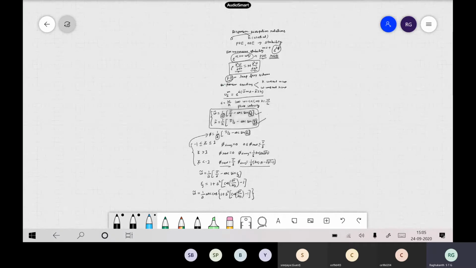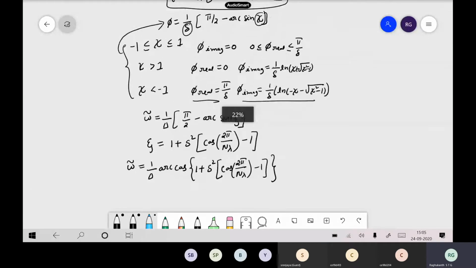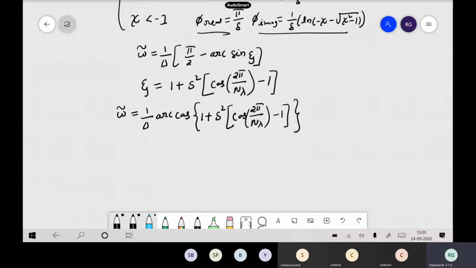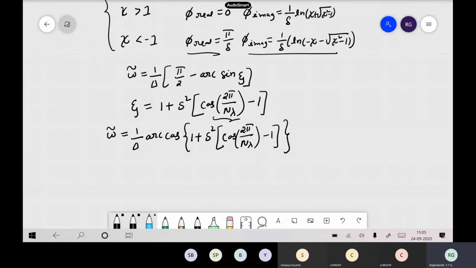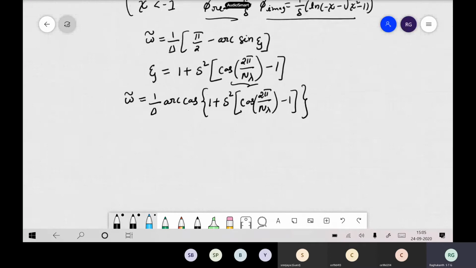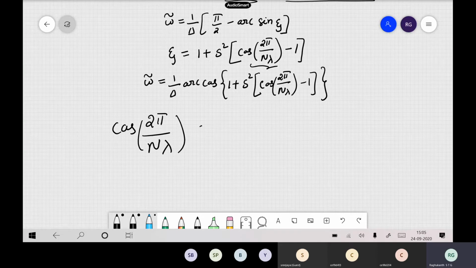Now what we will do is examine what happens with respect to psi, whether the real part or how the solutions look like. As I already told you, this quantity cos of 2 pi by n times lambda is a real quantity, and it anyway lies between minus 1 and 1.